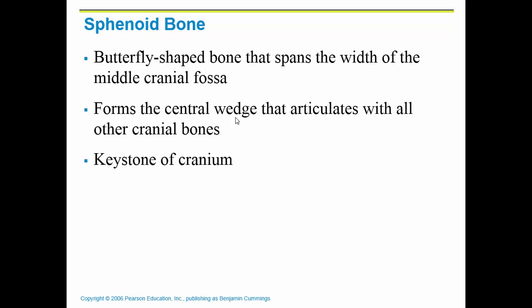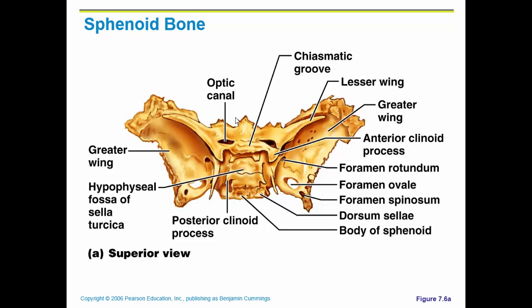You might want to highlight that. It just means that, like a keystone, the stone in an arch that holds everything together, the sphenoid bone holds everything together in the cranium itself. And it articulates with all the other bones. This is what it looks like, and this is why they call it a butterfly shape. You can see that some of the processes are even called wings.